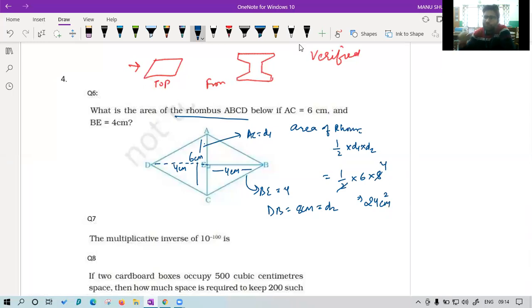Class, please confirm. This way we can also find using half into height into base. That is also fine. If you want to find in the triangle way, that is also correct. What you are doing is finding the area of this triangle. Yes, Abhinav, that is also correct. If you find the area of this triangle, half base into height, the base is 6 and this is 4. So the area becomes half into 6 into 4.